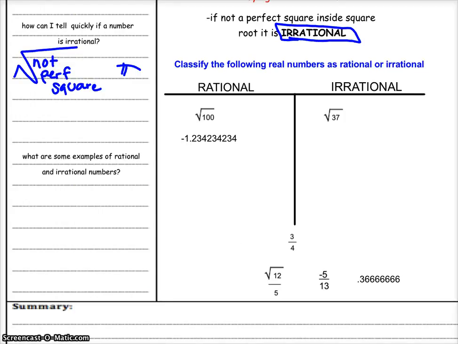3/4. Rational or irrational? Irrational is only if you're not a perfect square or pi. This doesn't have a square root. It's rational.